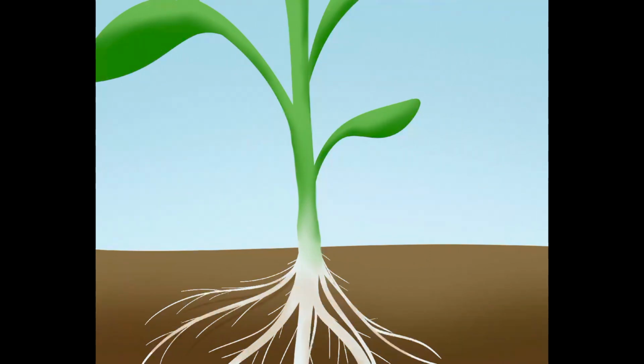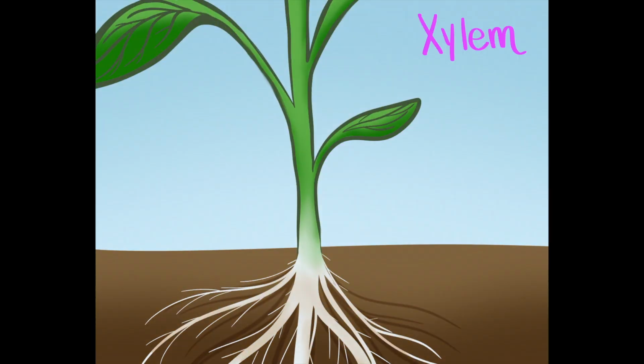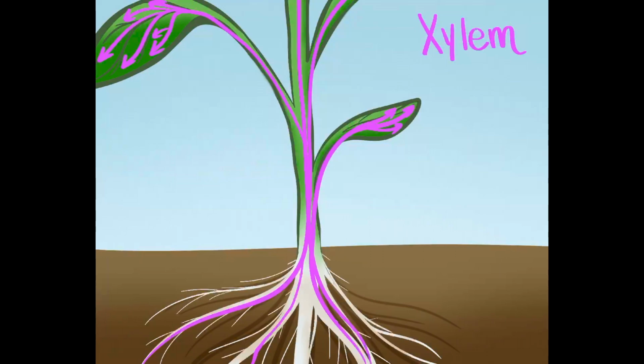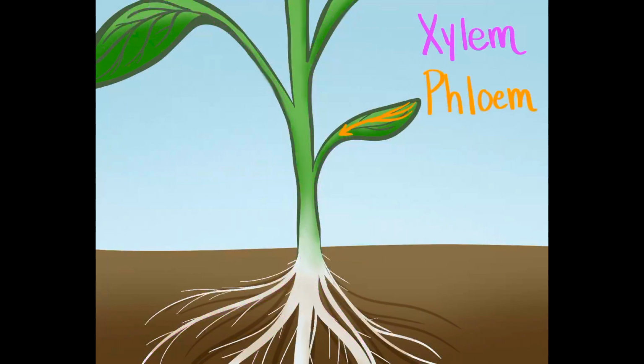Plants have 2 types of vascular tissue, the xylem and phloem. The xylem is used to carry water and dissolved nutrients from the roots to the other parts of the plant. The phloem is used to transport food made in the leaves to other parts of the plant.